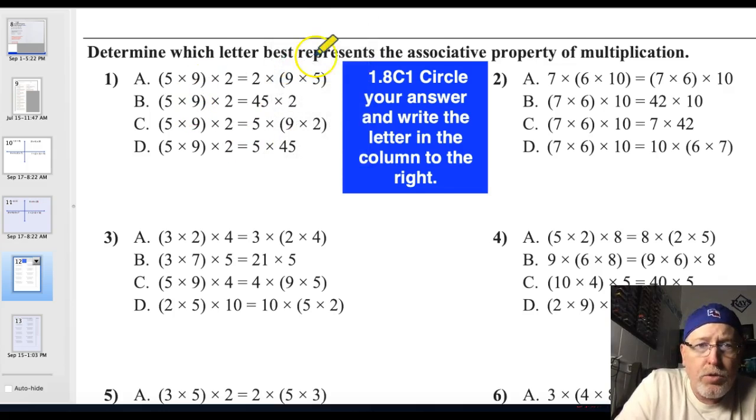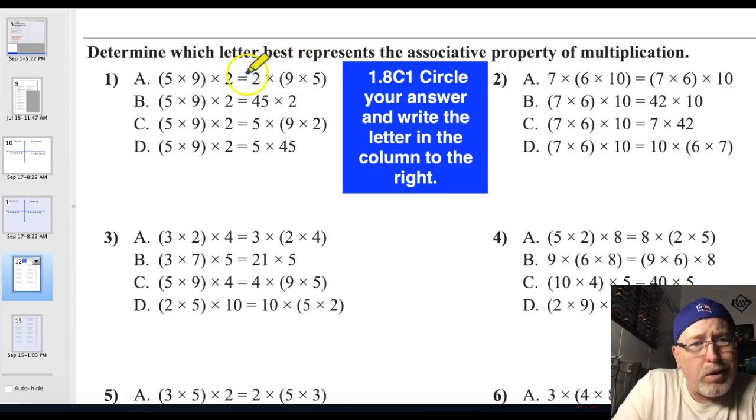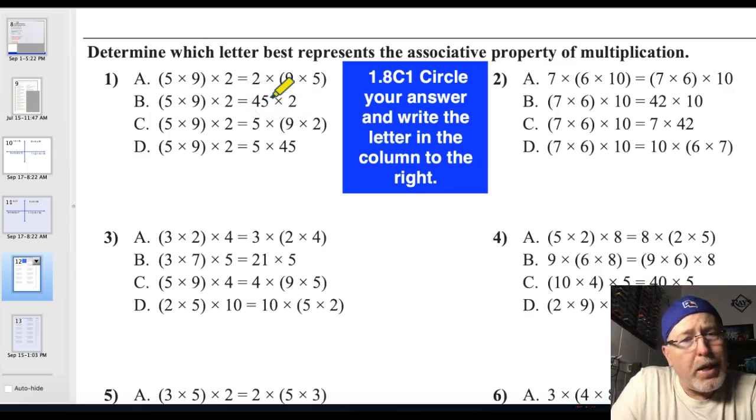All you have to do is choose the letter that best represents the associative property of multiplication, just like we did last night. So let's see, 5 times 9 times 2, 2 times 9 times 5. It can't be that one because the numbers are in different orders. Look at 5, 9, 2, and this is 2, 9, 5. That doesn't work. 5 times 9 times 2 is equal to 45 times. Here they're evaluating. It can't be that one.